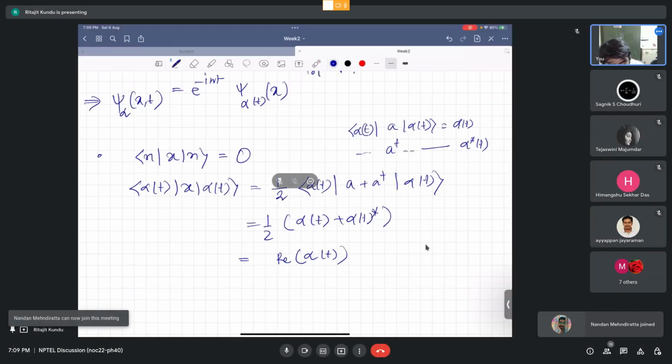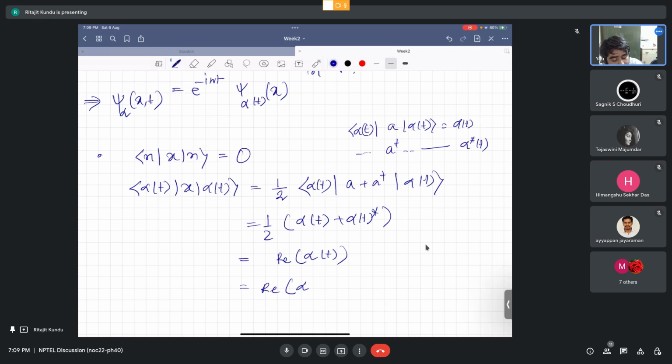So the real part of alpha. What is the real part of alpha? Alpha is given by alpha times e to the power minus i omega t. So the real part of this is given by alpha cos omega t.